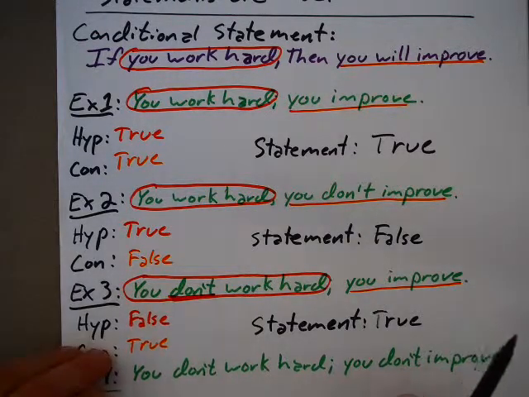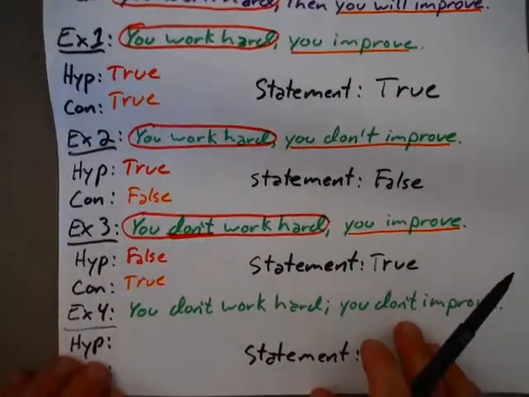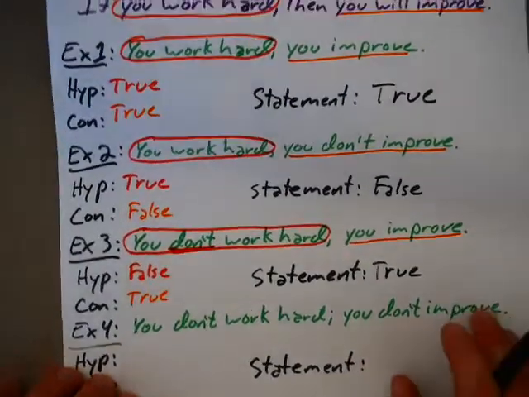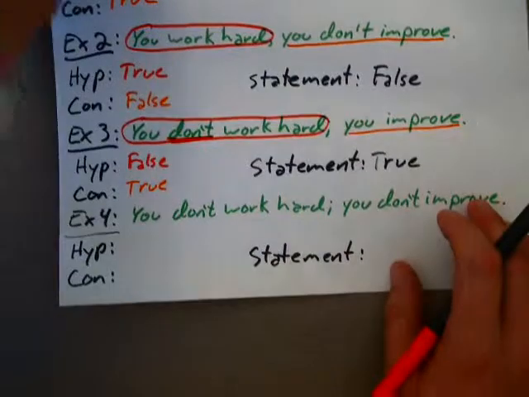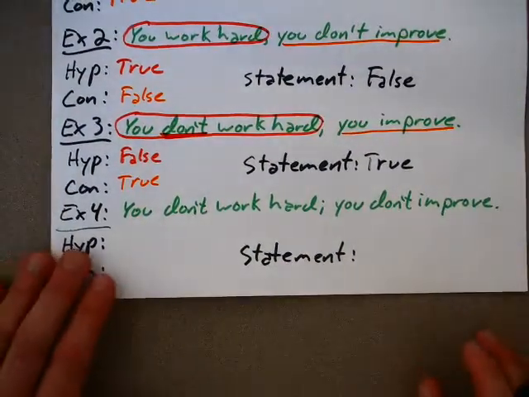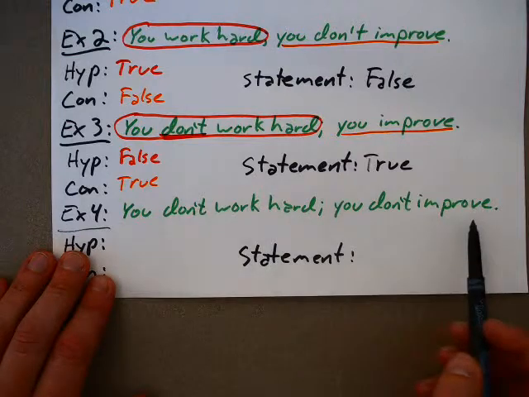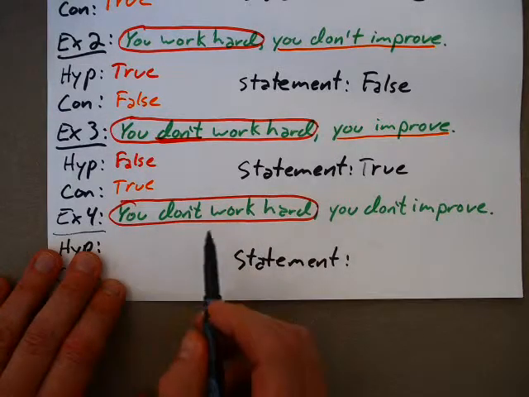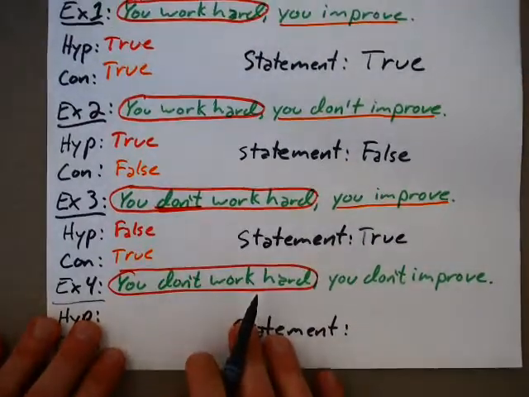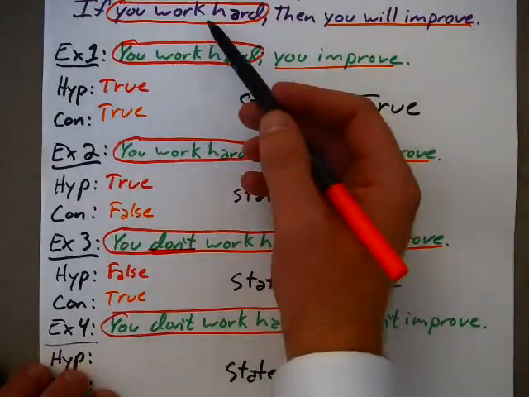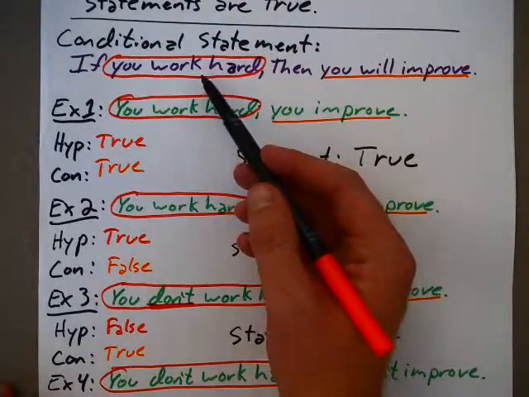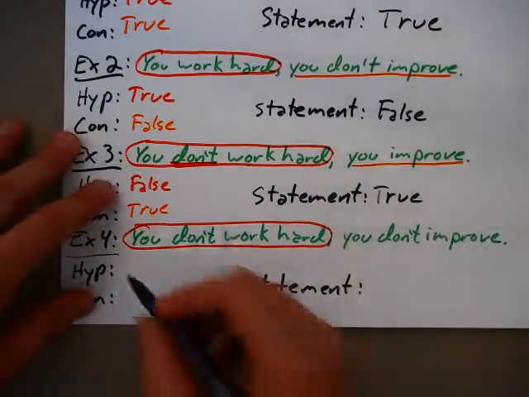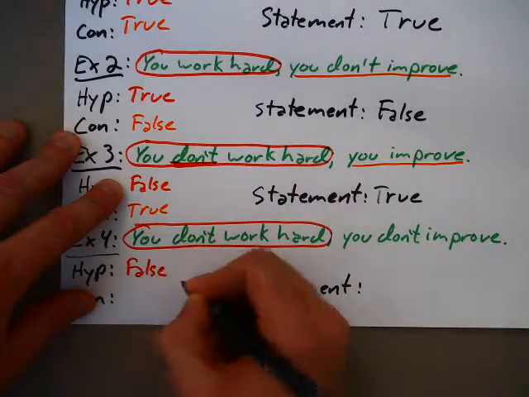All right, now let's take a look at our fourth example. Excuse me, I'm having some maintenance issues here. All right, our fourth example says, you don't work hard, you don't improve. Well, again, we'll circle our hypothesis and compare it to our original hypothesis. You don't work hard compared to you work hard. So these are not the same thing. So of course we will write down that our hypothesis is false.